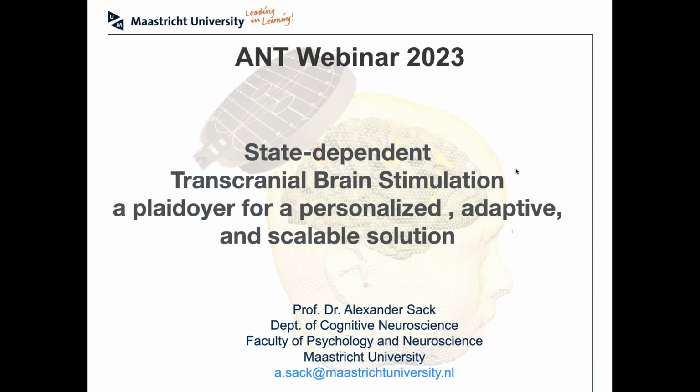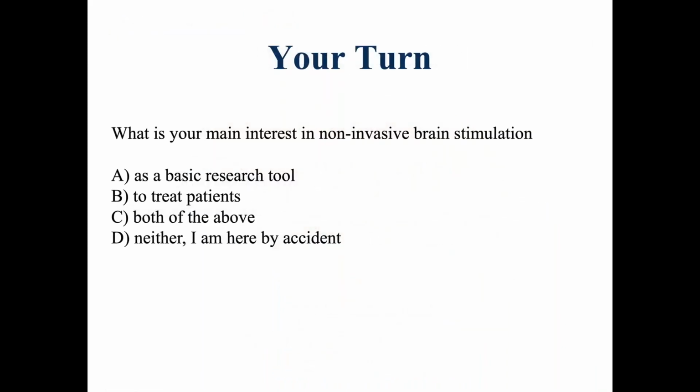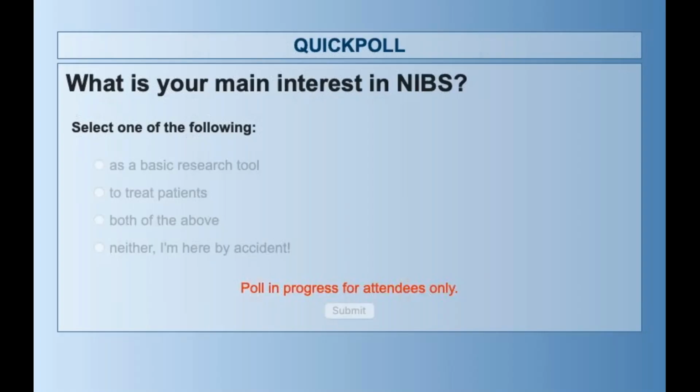Thank you also for the nice introduction. I would like to start with putting a bit of stress on the organizers by starting the very first slide with the first poll. So turning to you, the audience here, I have a question: what is your main interest, if you have any interest in non-invasive brain stimulation? A, is it that you are interested to use it as a basic research tool, cognitive neuroscience? Are you interested in the clinical potential? Are you already treating patients, or would you like to treat patients with brain stimulation? Both of those, or neither of those, you are here more by accident or forced by your supervisor.